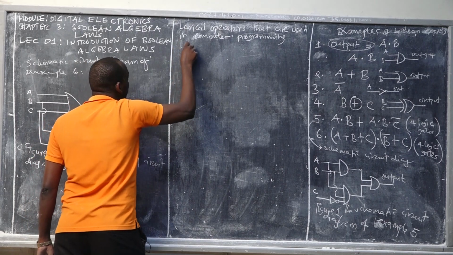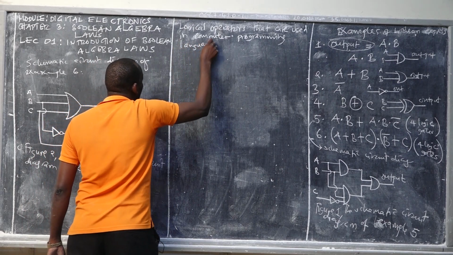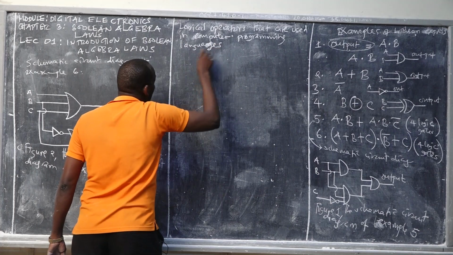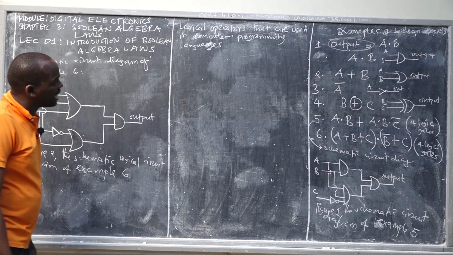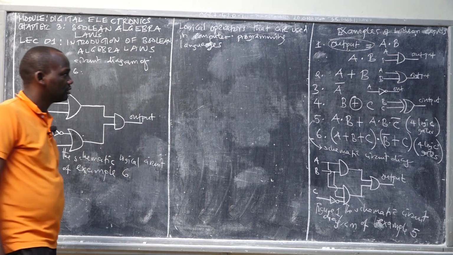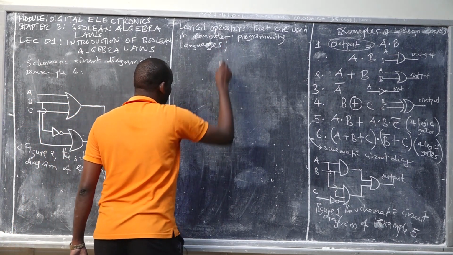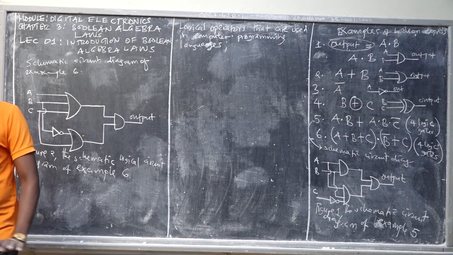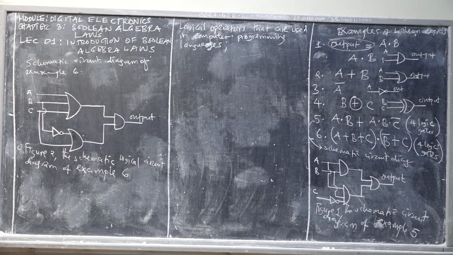Logical operators that are used in computer programming languages. We said, how many logical operators do you have that you are using in computer programming languages? We said you have 4.